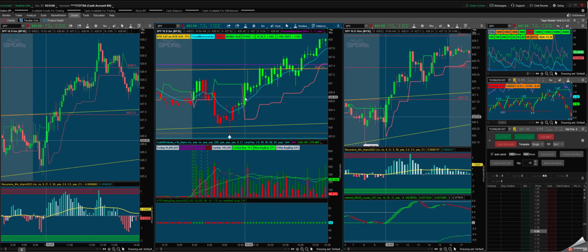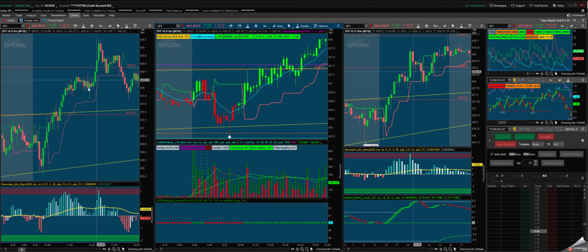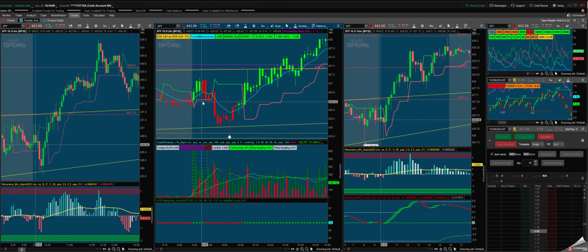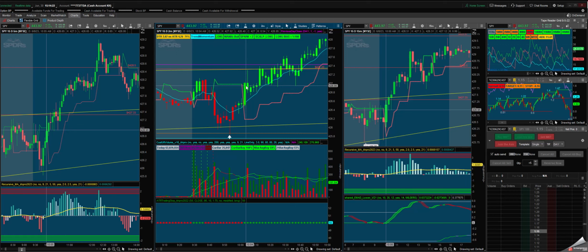Now we've added multiple time frames because we want agreement between those time frames and those studies. So I won't go long on this trade unless the 5-minute chart agrees and unless the 15-minute chart agrees. So it makes it highly selective, and that's what you want. You want A+ trades. That's it. You don't want trades that don't quite fit.